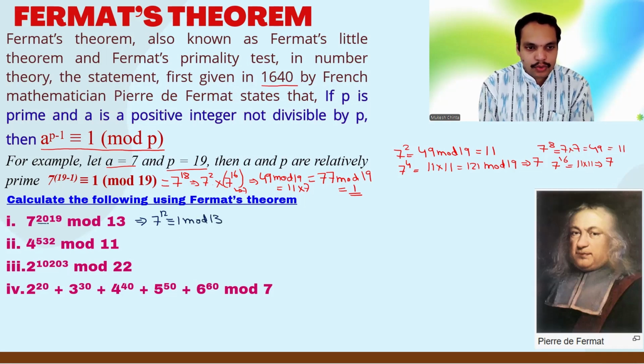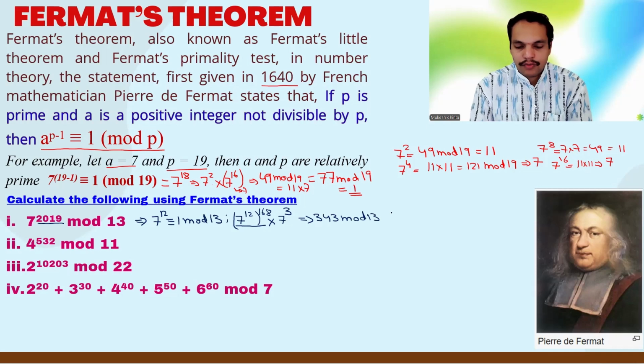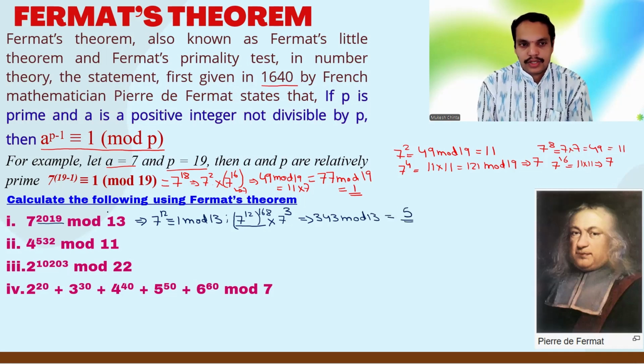So how do I express 2019 in 12s? I can write 7 power 12 to the power of 168, which gives me 2016, isn't it? So I can write 2019 as 2016 plus 3, which means 7 cube. So this all equals 1 in mod 13. So what is 7 cube? 7 cube is 343 mod 13, which if you calculate, you will get 5 as the answer. So this is how you calculate it.